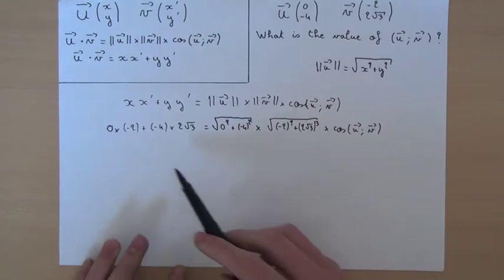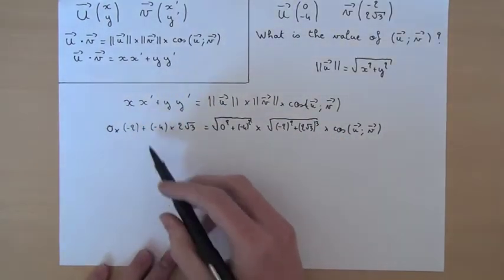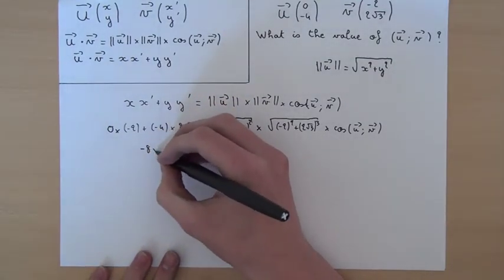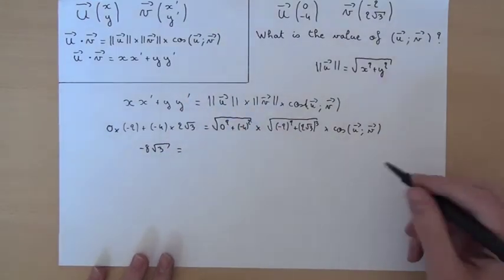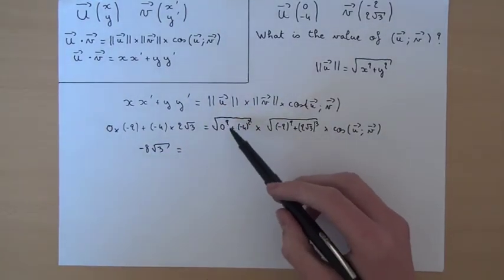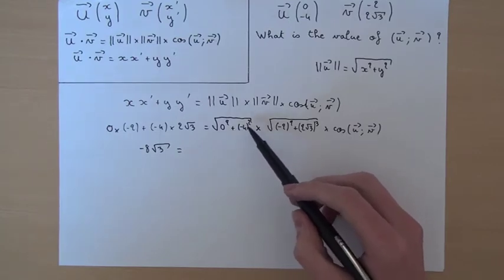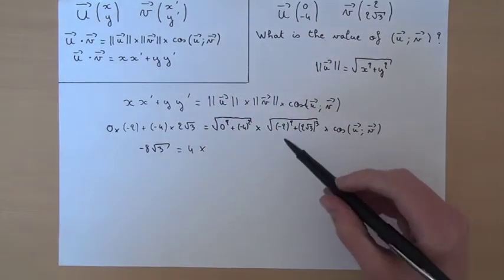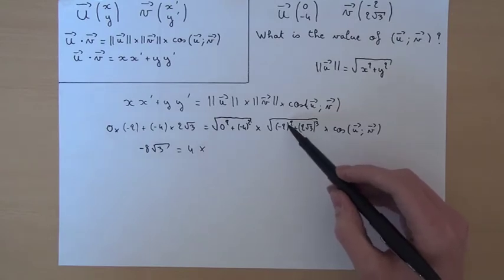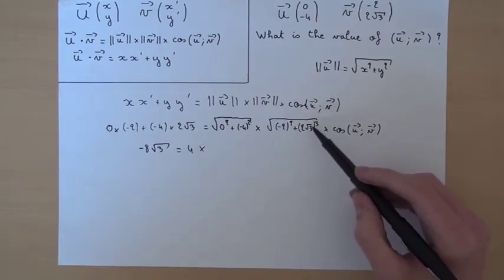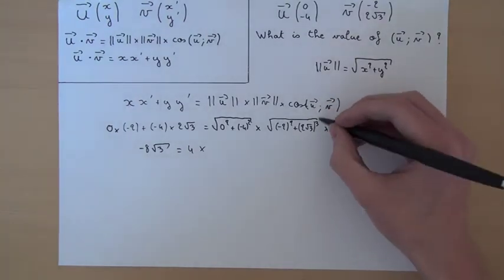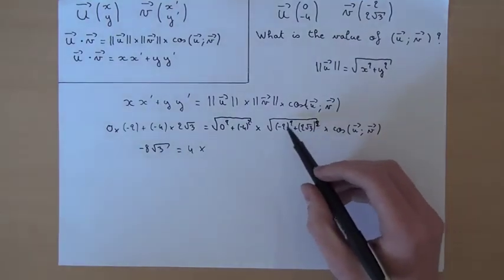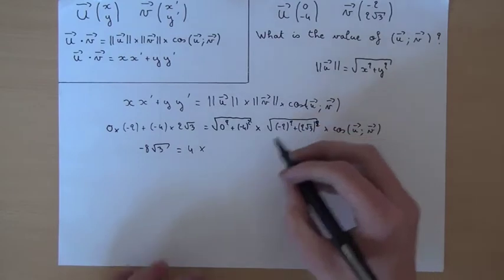And then you do the math. 0 multiplied by -2 is 0. -4 multiplied by 2√3 is -8√3. And this is equal to the square root of 0 plus (-4) squared. (-4) squared is 16. So the square root of 16 is 4. Multiplied by the square root of (-2) squared. (-2) squared, this is 4. Plus (2√3) squared. This is 2 squared multiplied by 3, so this is 12. 4 plus 12 is 16, and the square root of 16 is 4.